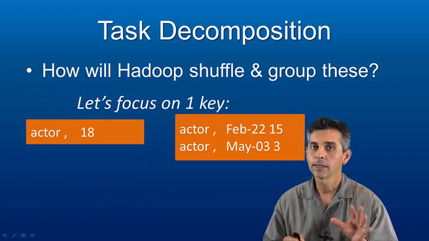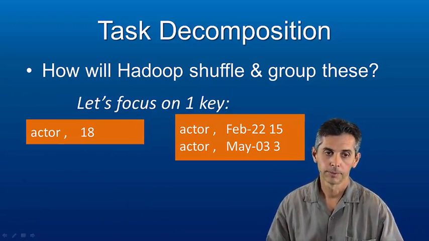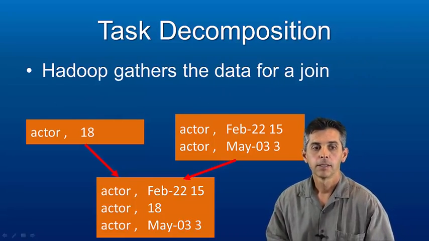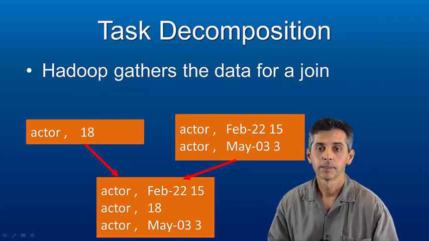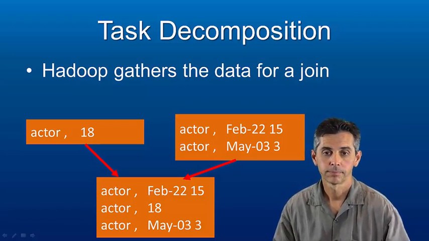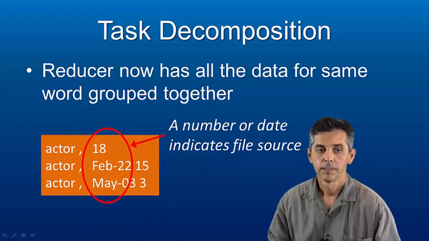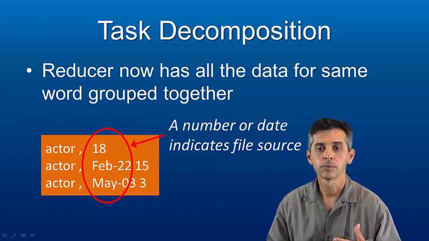Let's simplify that question by focusing on just one key. So, for example, the word actor. There will be one line from file A and several lines from file B. These will be grouped together as one key and some value. The important point is that the reducer has all the data in one place that it can use.